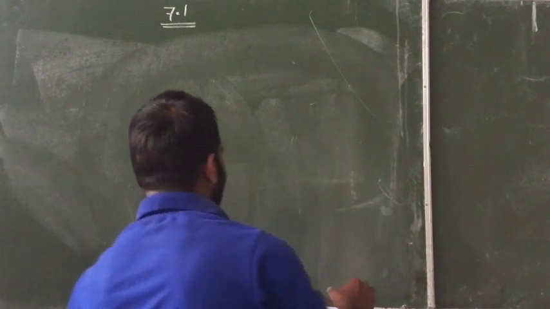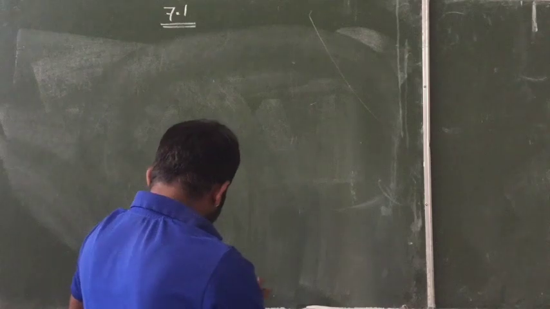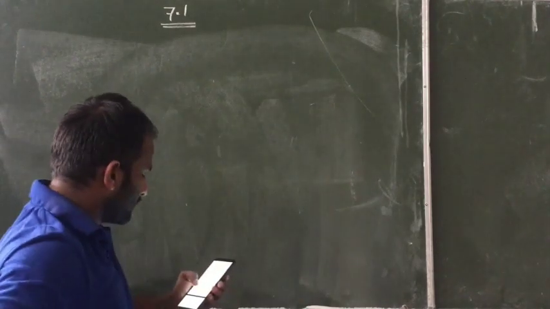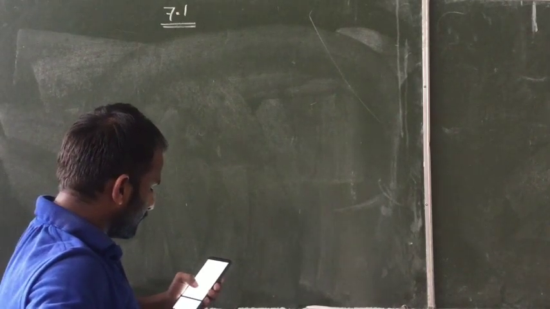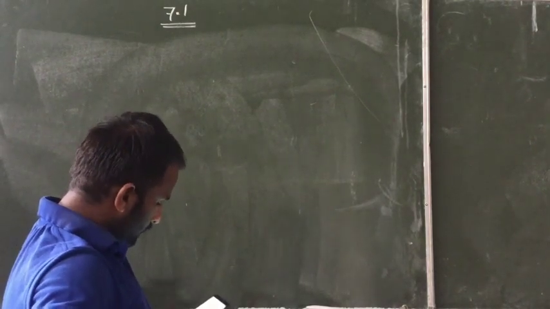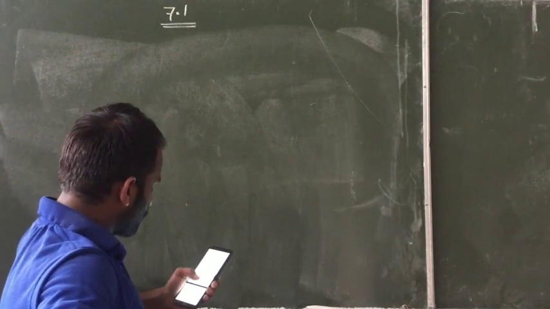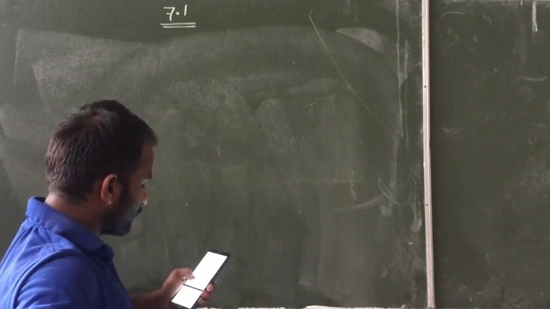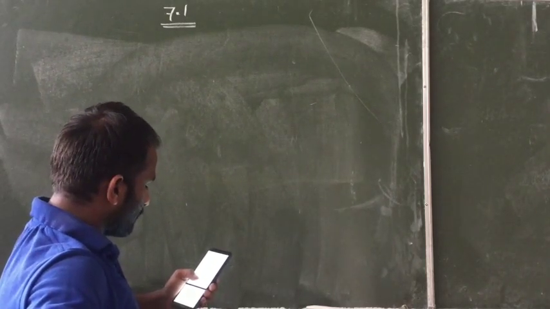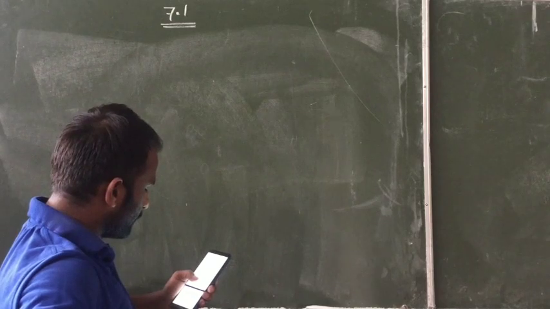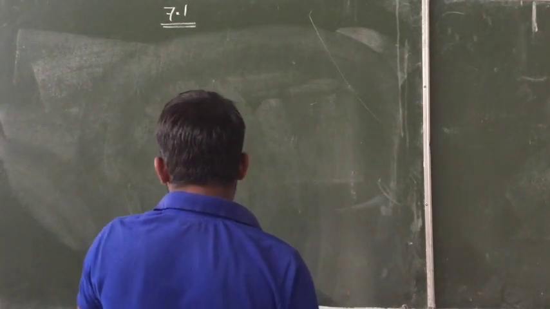Question number 5 is given. You will see in the book, line L is the bisector of an angle A and B is any point on L. BP and BQ are perpendicular from the two arms of angle A. Show that one, triangle APB is congruent to triangle AQB, and two, BP is equal to BQ. That means line L is the bisector of angle A.